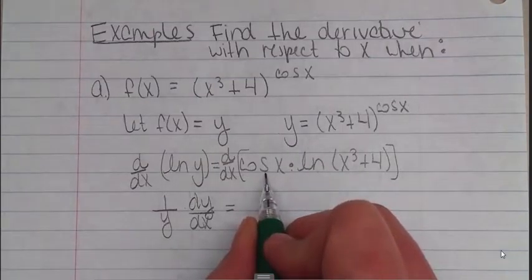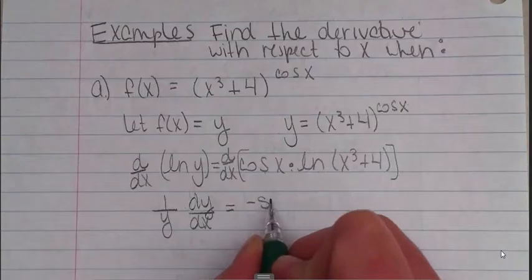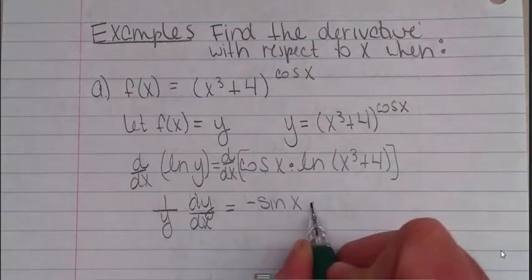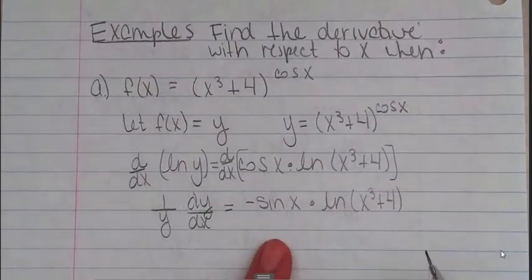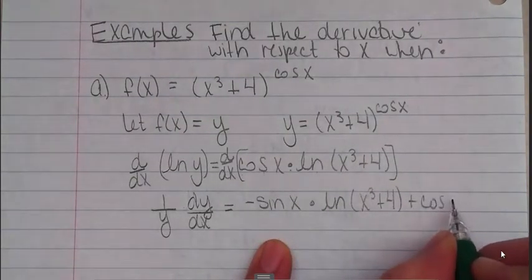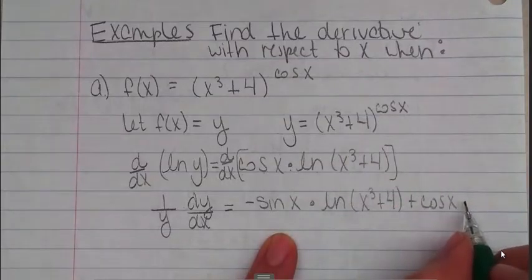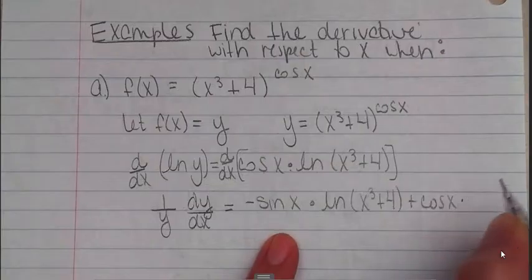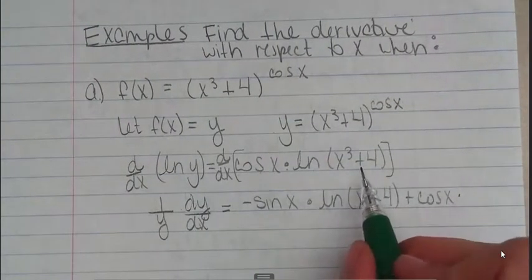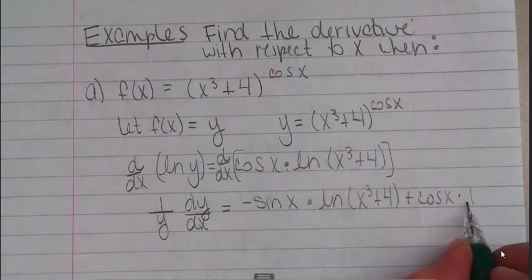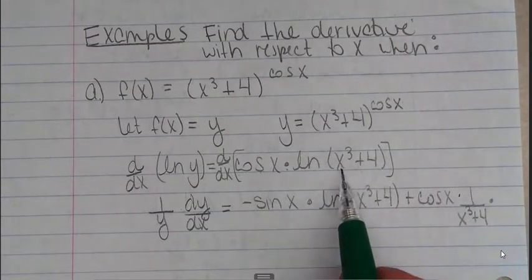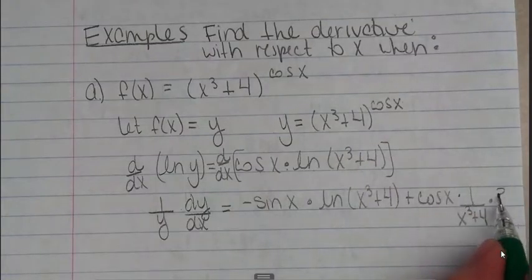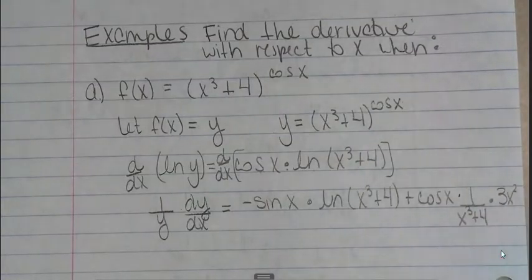So the derivative of the first, well, that'll be negative sine x, times the second, which is ln of x cubed plus 4, plus the first, which is cosine x, times the derivative of the second. And it looks like I'm probably going to run out of room here. So the derivative of the second is going to be 1 over x cubed plus 4 times the derivative of this inside, which is 3x squared. I didn't do so bad.